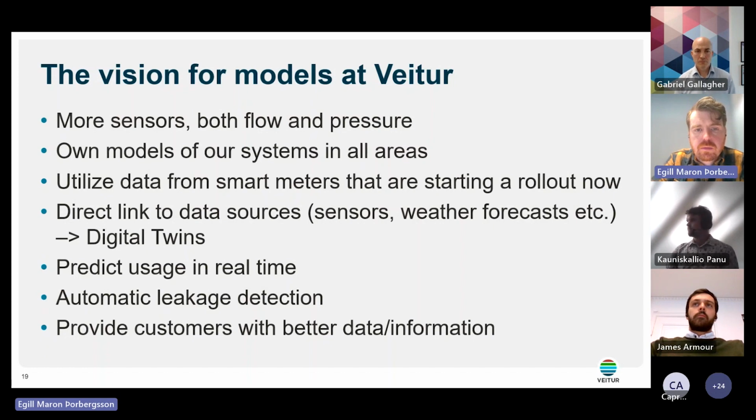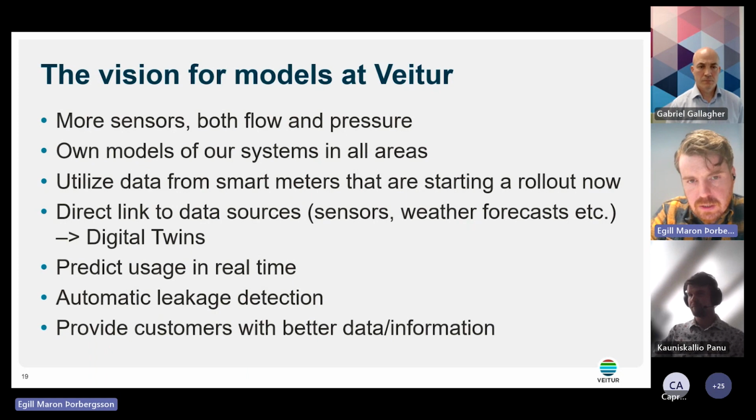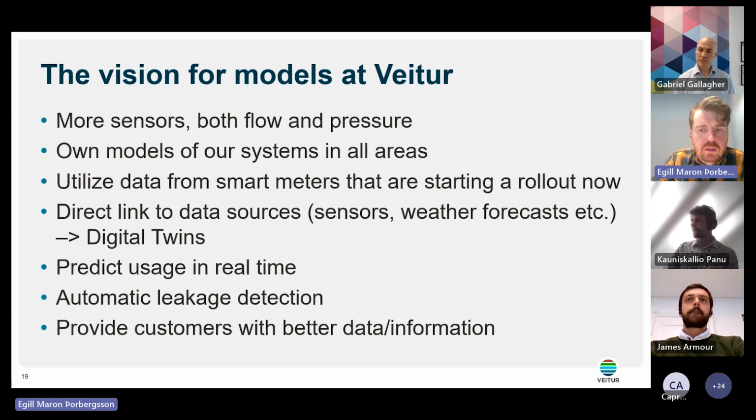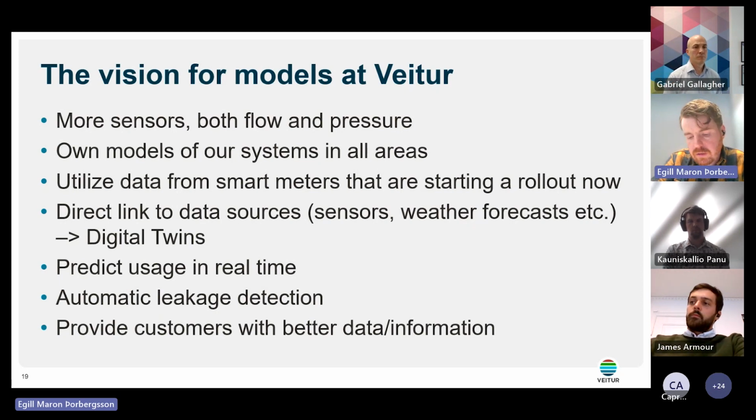So we are implementing more sensors, both flow and pressure sensors, in all our system. That of course helps developing the models quite a lot. We are also starting to implement smart meters in our system, and we have the aim to directly link all our sensors and smart meters to the hydraulic model and get what is called a digital twin for our system. And then we can start predicting usage in real time, and of course link it to weather forecasts to see how the system will behave in the future when we get some cold fronts in the winter time. And that of course helps us quite a lot with providing customers with better data information.